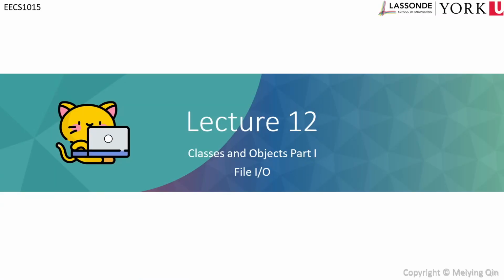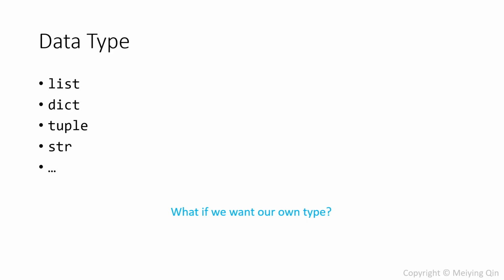So today I'm going to start a new topic on classes and objects. Up to now we've been working with Python's built-in data types, like for example lists, dictionaries, tuples, and so on, right? Now, what if none of these data types fit what we want to define or work on? For example, what if we want to define a new data type for a student, for a class, or for a minion?